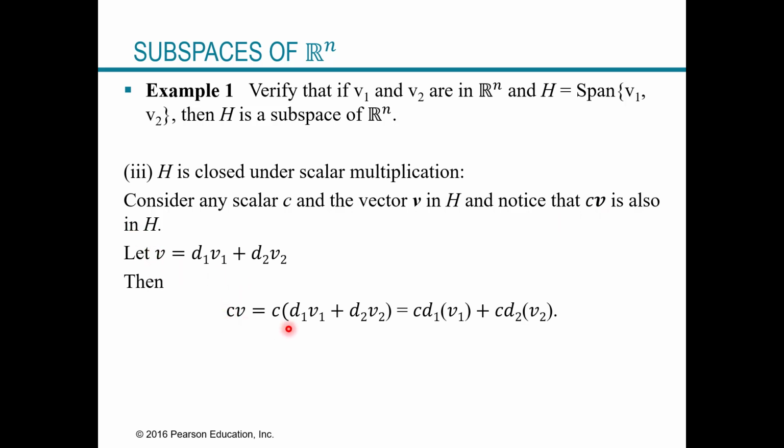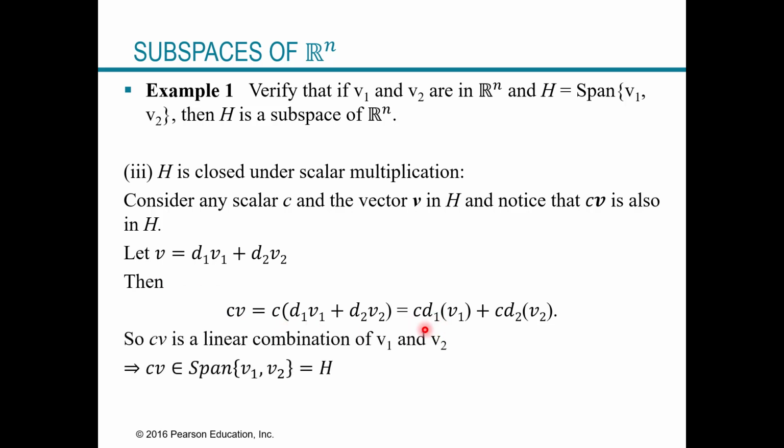If we multiply it by some scalar, notice what we can do. We can just do a little regrouping. And so it looks like c times d1 times our vector v1 plus c times d2 times our vector v2. So this by definition is a linear combination of v1 and v2, which means it is in the span of v1 and v2, which equals H. So c times v stays in H.